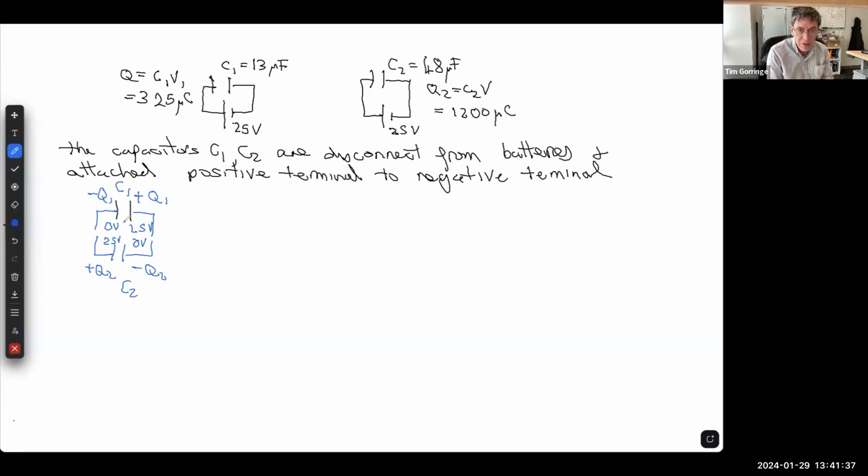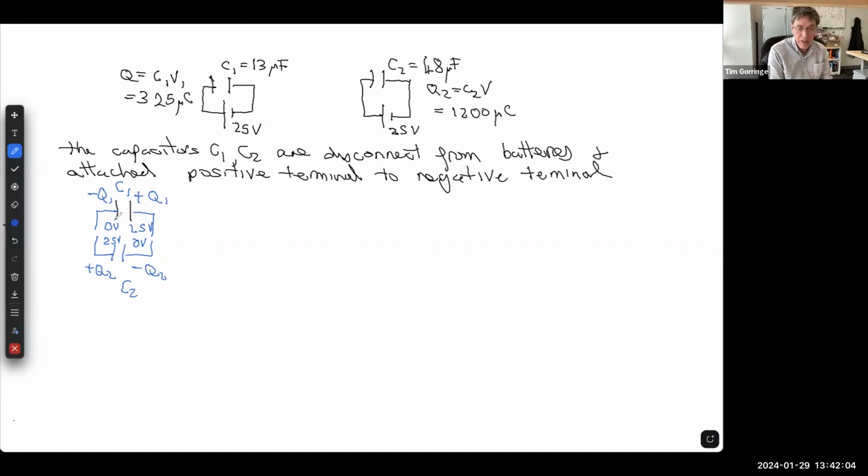And the other thing I've noticed is that there's a potential difference between the two plates for C1. With the negative terminal on the left, I've written that as 0 volts, and the positive terminal on the right at 25 volts. That's the potential difference between the plates. And for the other capacitor, C2, it's reversed. So it's got 25 volts more positive on the left, 0 volts on the right.